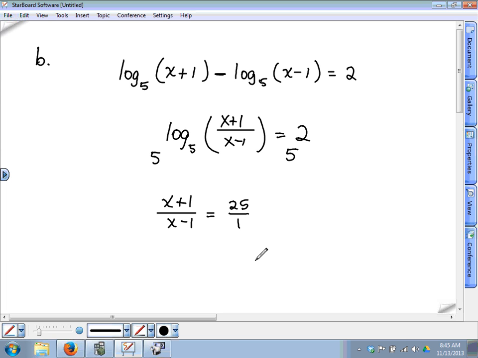I was going to say cross multiply, by the way. Yeah. That's what you were talking about, right, Valerie? Yes. So we're going to take this x minus 1, cross multiply it up there. Then we're going to take this x plus 1, cross multiply it down there. So 25x minus 25 is equal to x plus 1.